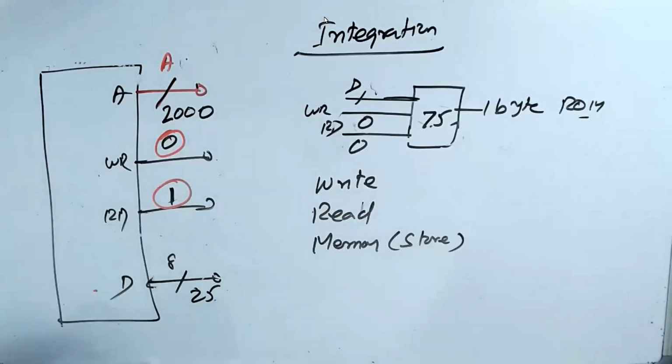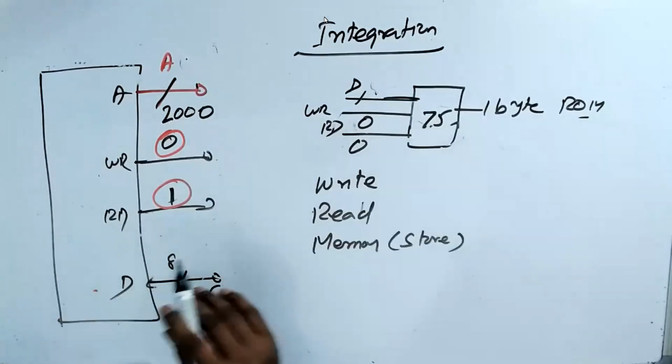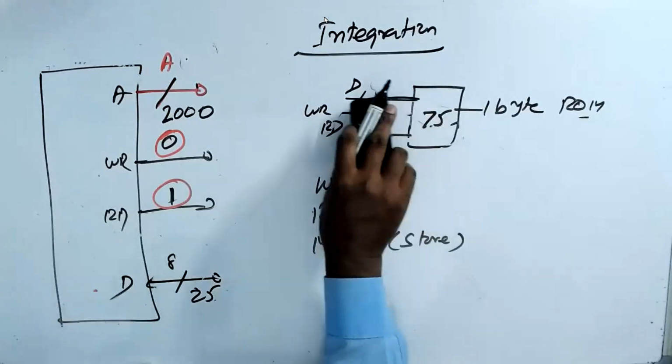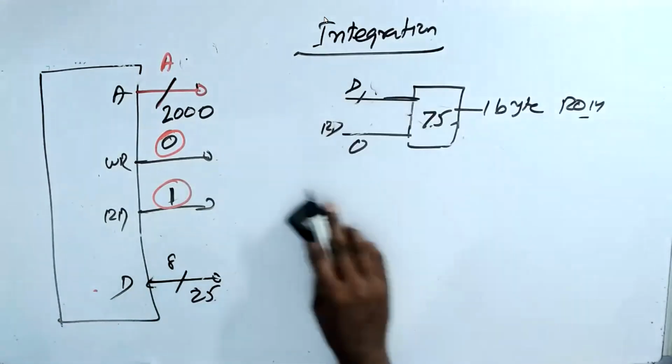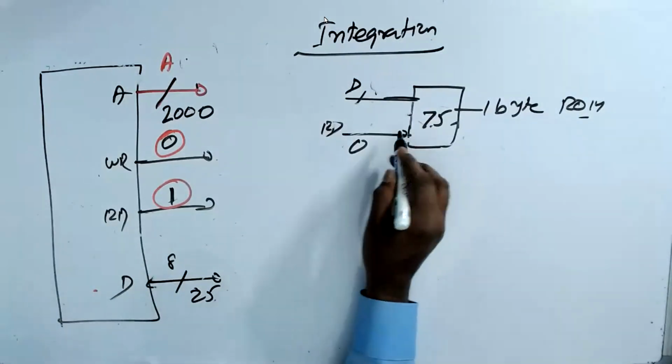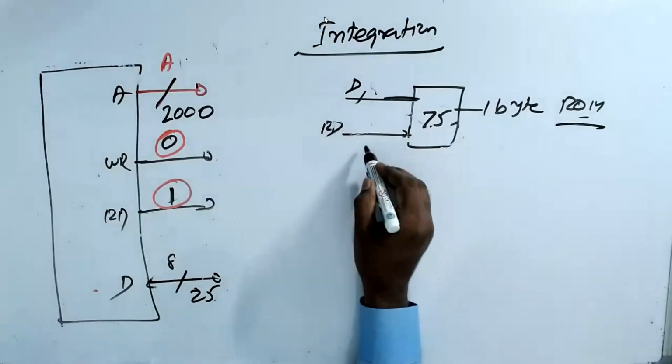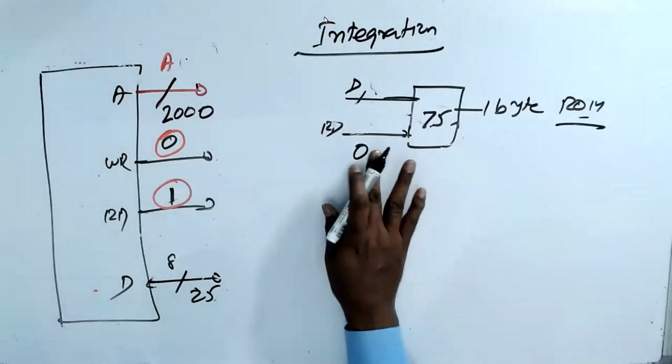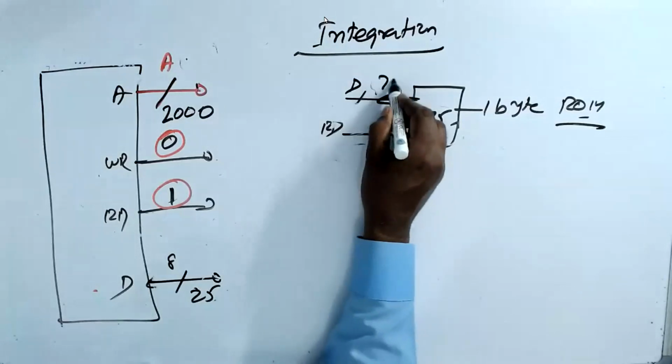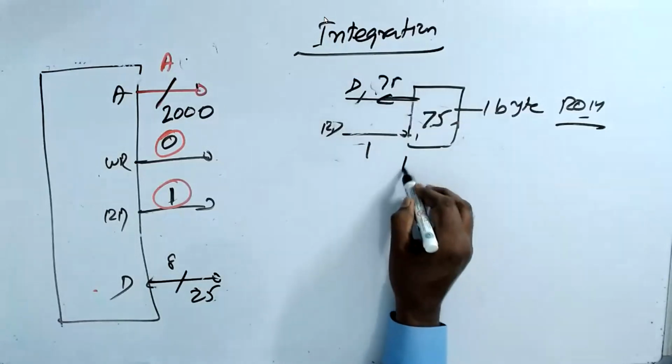That is exactly what ROM is. In ROM we don't have a write. Sorry, the ROM you can only read. I did a mistake, I've written ROM here. If read is 0, data will be there, and read 1 means data will come out. But this is permanent.